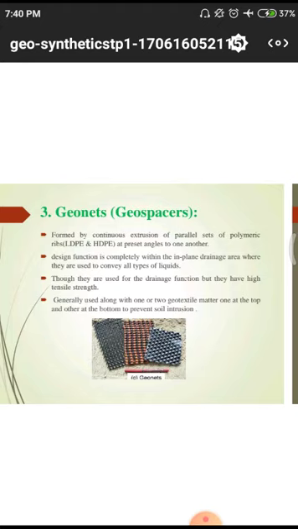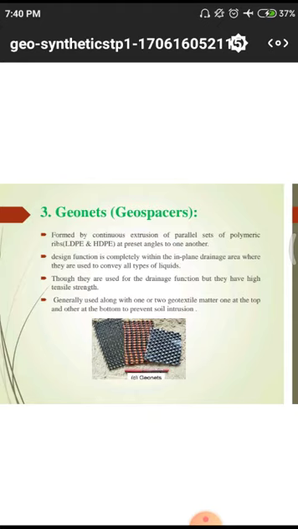First of all, we are having LDPE, that means low density polyethylene, and the next one is the HDPE, high density polyethylene, at preset angles to one another. That means those are having some angle of inclinations with their bonding properties, and a design function is completely within the in-plane drainage area, where there will be some conveyance of all types of liquids. Convey means simply they will allow the liquids through those layers. So simply they are called a net.